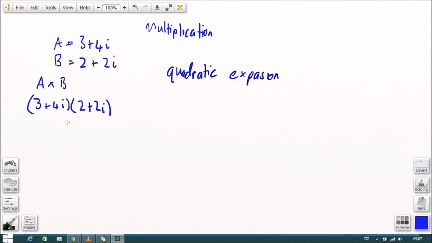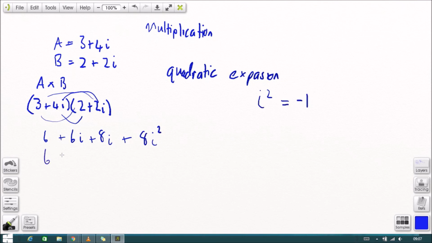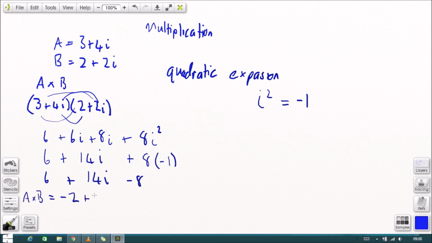Expansion, can't spell. 3 times 2, 3 times 2i, 4i times 2, and 4i times 2i, which is 8i squared, because there's an i in both terms. Remember, i squared equals -1, so that's going to be 6 plus 14i plus 8 times -1, which we can then write as a minus 8, and we'll combine it to be A times B equals -2 plus 14i.